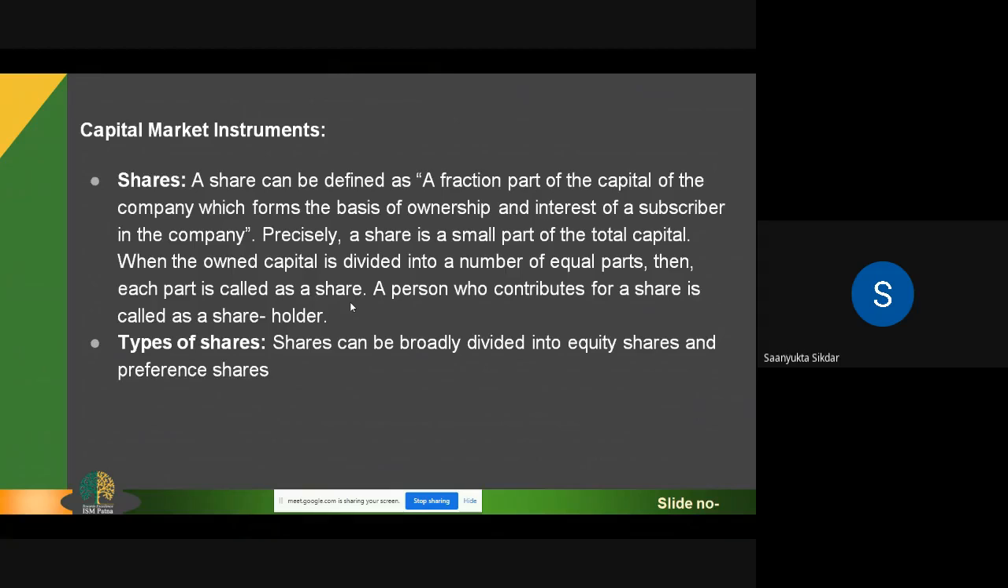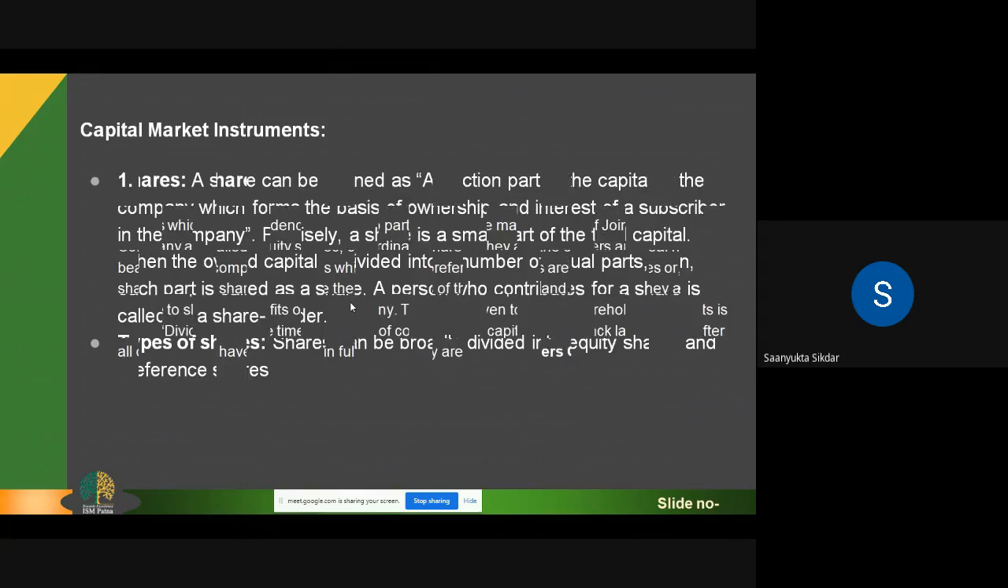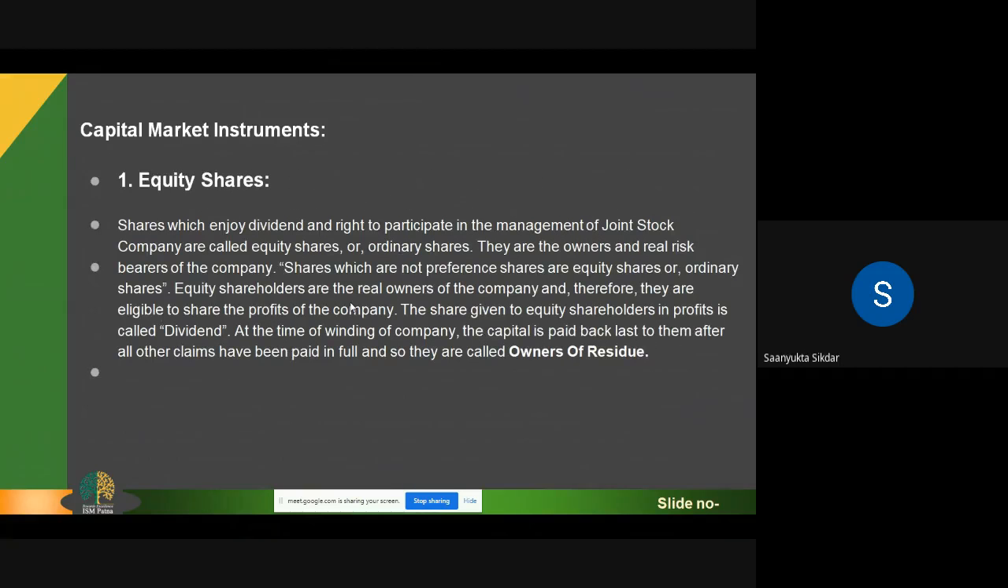A person who contributes for a share is called a shareholder. Now, what are the different types of shares? Shares can be broadly divided into equity shares and preference shares. Equity shares. Let us have a look at what are the different characteristics of equity shares.